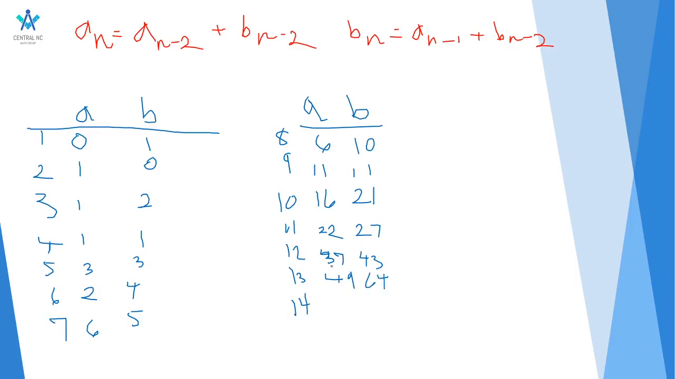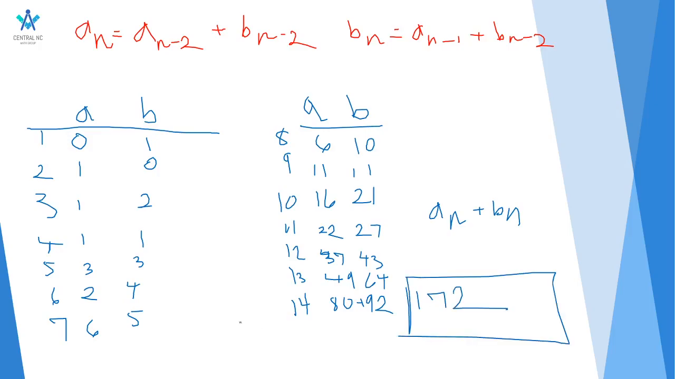And we're almost there. 37 plus 43, that's 80. 49 plus 43, that is 92. And the number of sequences is just the sum of the ones that start with A and the ones that start with B. So for 14, we're just going to add these together to get 172. And we are done with that problem.